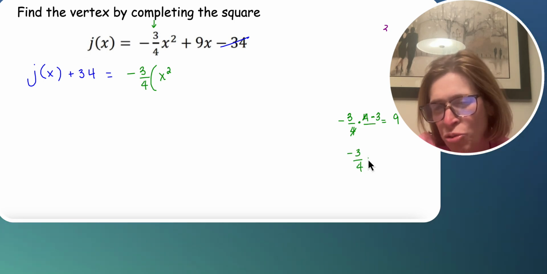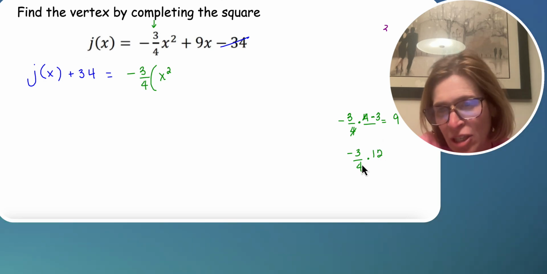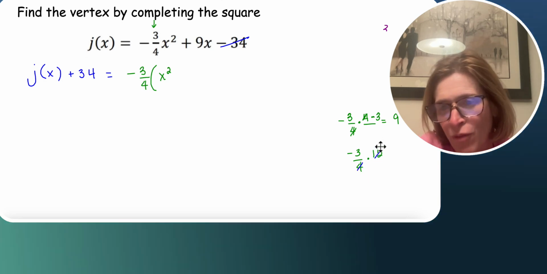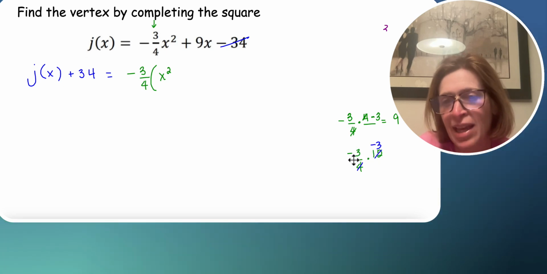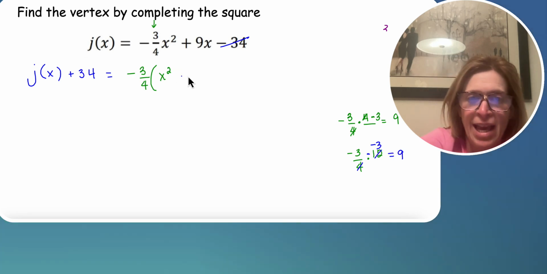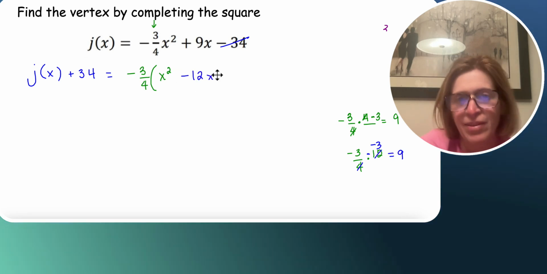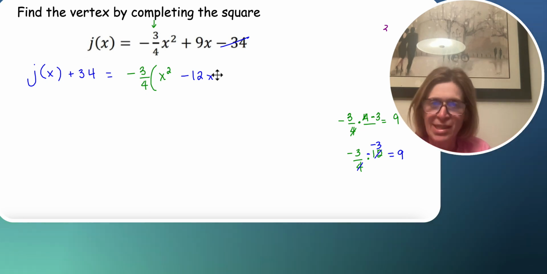And while that's tricky, I want you to think about why I wrote it separately like that. So 4 goes into 12 3 times, and I have a negative, so it would be negative 12. Negative 3 times negative 3 would give me positive 9. So this would be negative 12x. Might be worth thinking about how I did that. Take a pause, think about it.